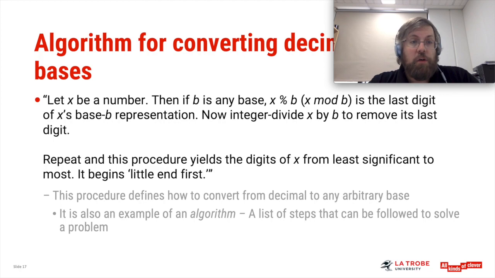So if x is your number and b is your base, x mod b, modulo, which we talked about in the arithmetic lecture, the remainder when you integer divide x by b, is the last digit of x's base b representation. Now integer divide x by b to remove its last digit. Repeat this procedure to yield the digits of x from least significant to most. Okay? And that's how you do it.